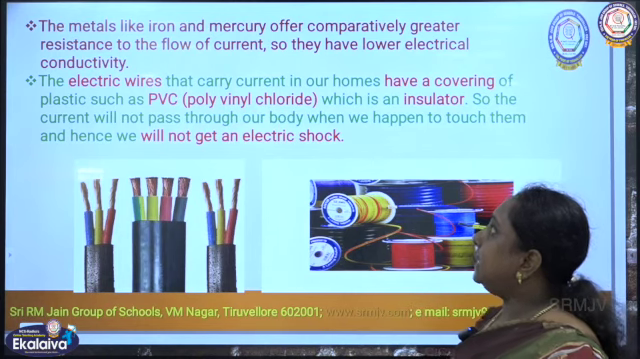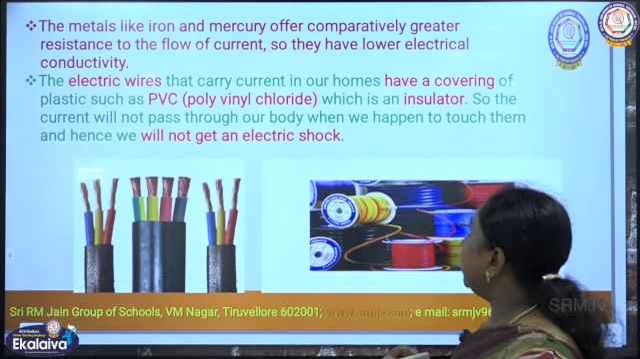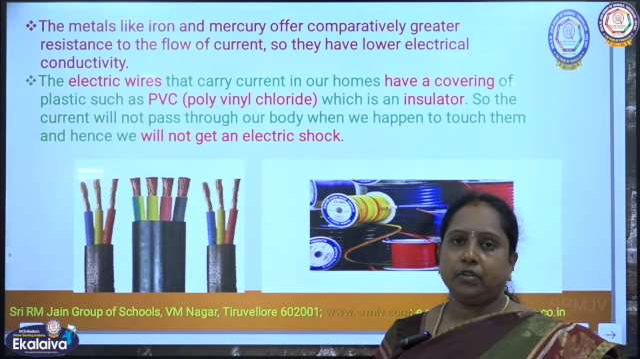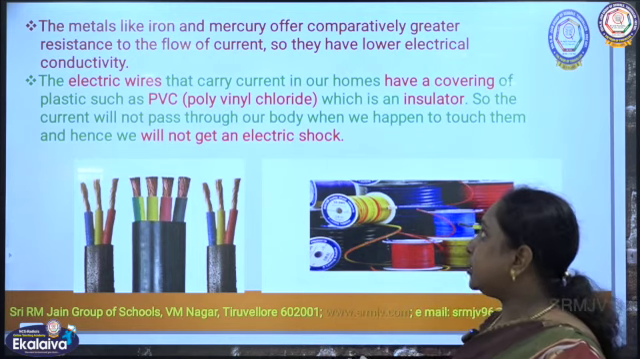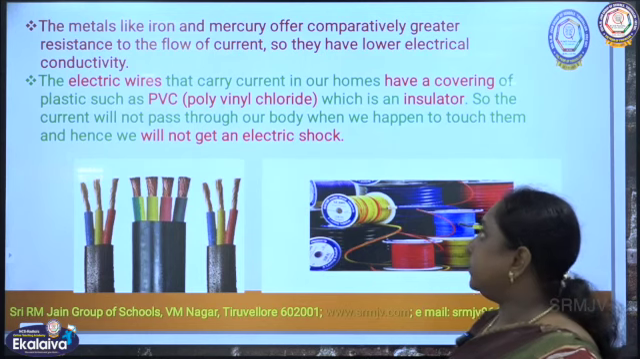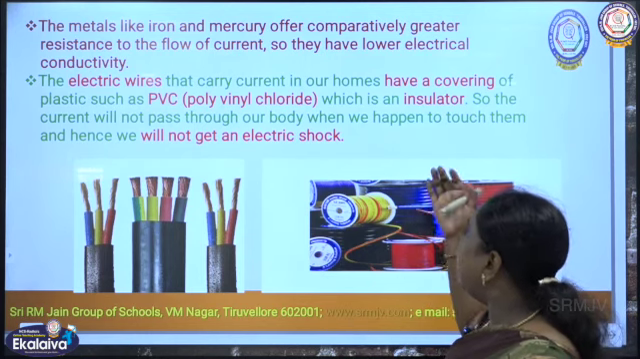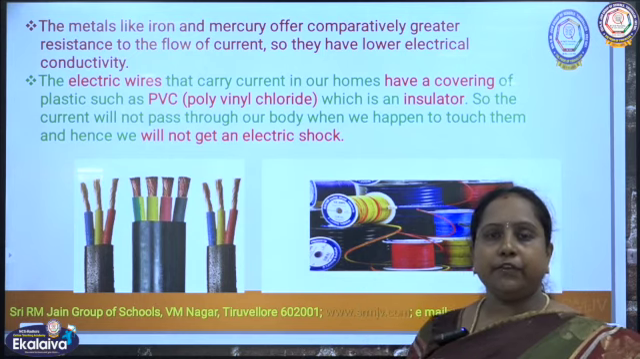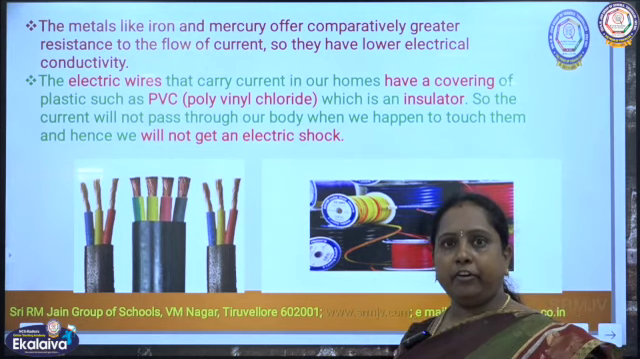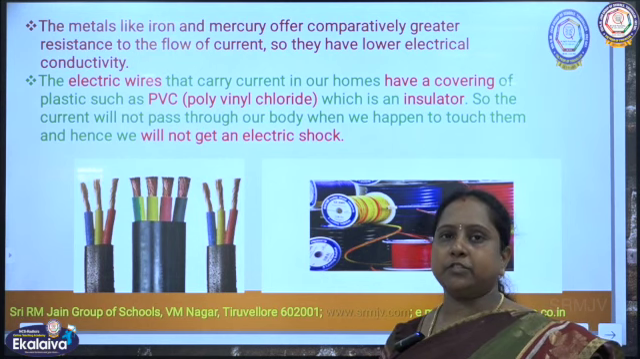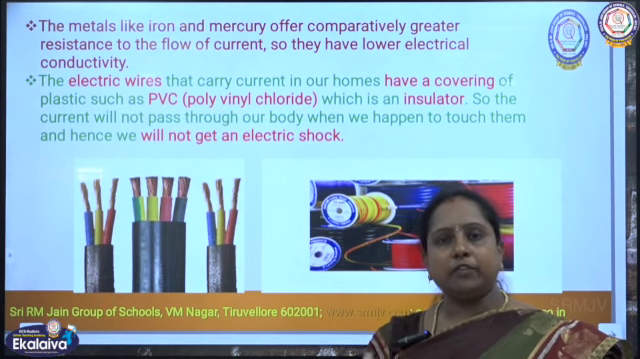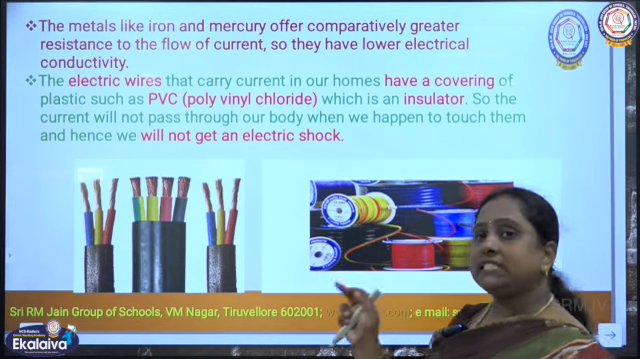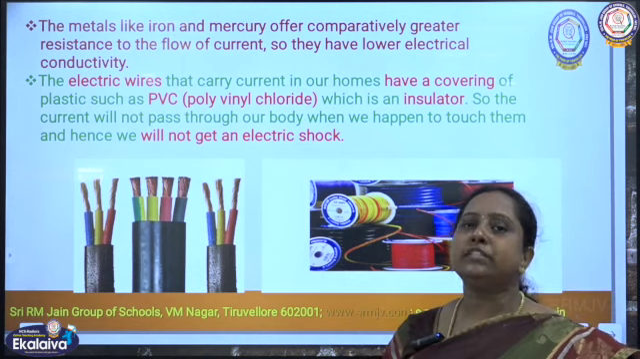When you take metals like iron and mercury, they offer comparatively greater resistivity, which means that the conduction capacity can be restricted, so they have lower electrical conductivity only. Now, for electrical wires that we use for domestic purposes, normally those wires are covered with PVC cables, isn't it? That PVC is a non-conductor, that means an insulator.